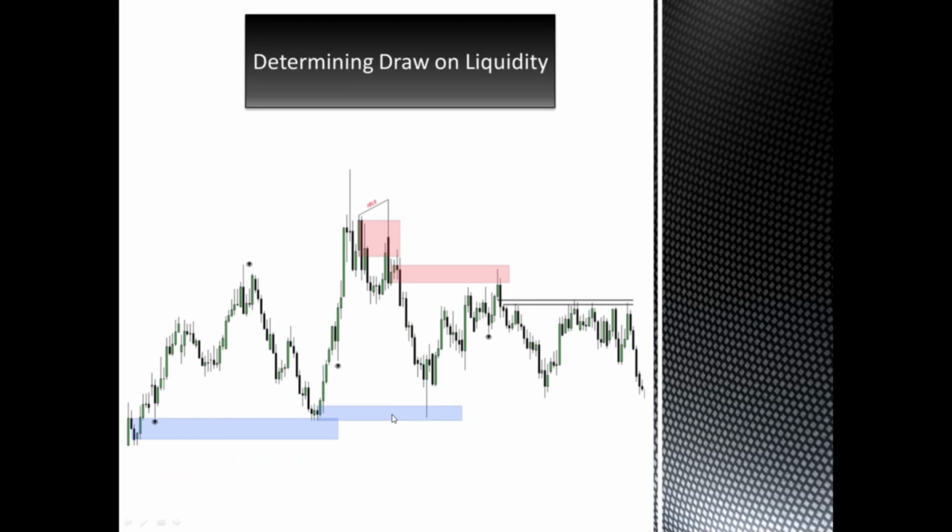How do we determine draw on liquidity? That's also a question I get a lot. This has to do also with the PD array matrix, right? And I've outlined some order blocks. I've outlined some clear areas of liquidity in the form of the eye, right? Now, when we're in the buy side of the curve, where is price going to head into, right? You have this liquidity up here.